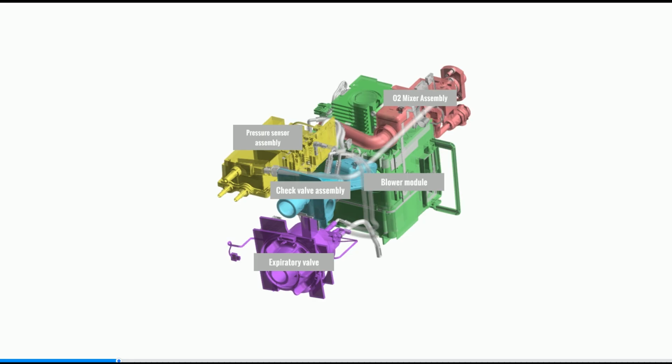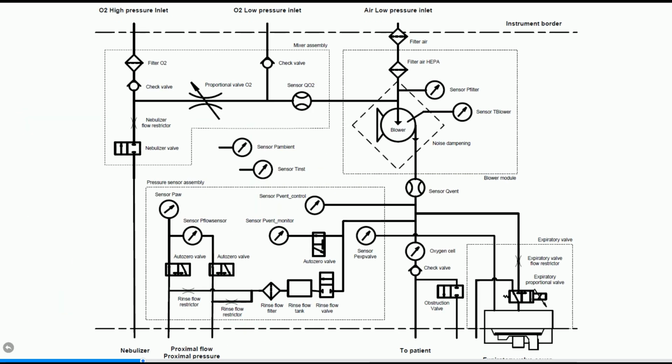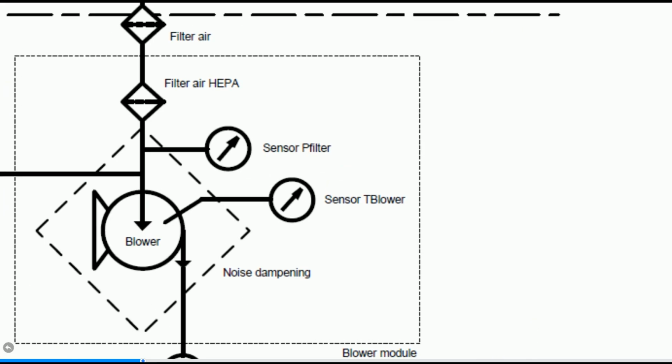Next, we will look at the blower module. The blower module has two gas inputs. Firstly, the medical oxygen gas coming from the O2 mixer. Secondly, the ambient air low pressure inlet. The blower module output is in the direction of the patient. The flow sensor Q-vent is connected to the blower module output. The blower module mixes and compresses the two gas sources.